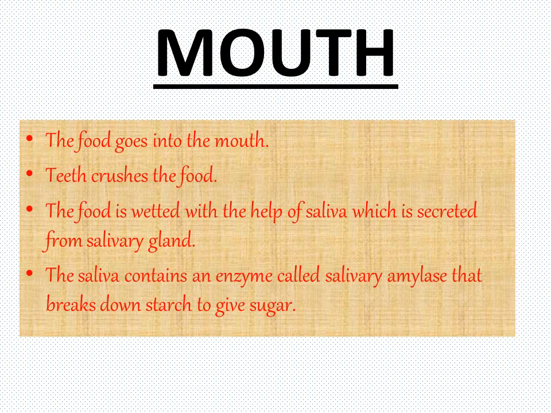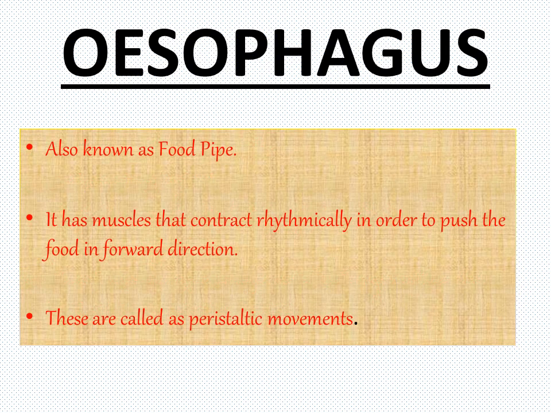Next, the next organ is the esophagus, also called the food pipe. It has muscles that contract rhythmically in order to push the food in the forward direction. Now, food has to go down, right? It can't come back again to our mouth. So, to push it towards the stomach, peristaltic movements occur in the esophagus, which push the food in the forward direction.